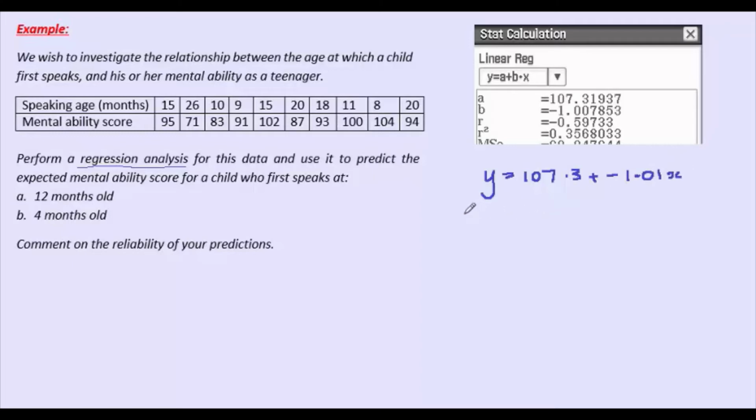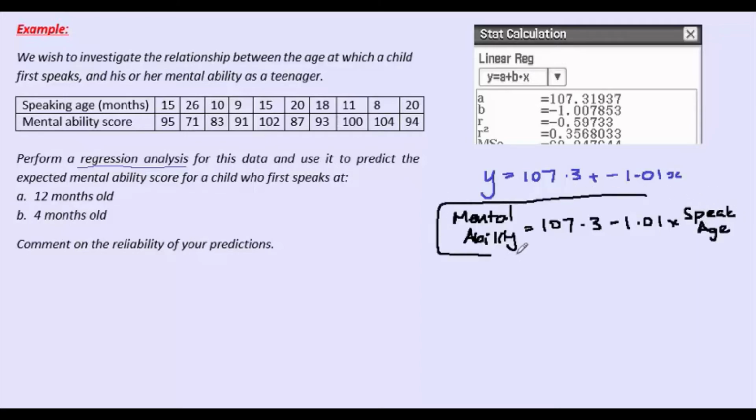So that means my equation for the regression line here will be y, which is the mental ability, is 107.3 minus 1.01 times the speaking age. Okay, and that's the equation we're going to work with.